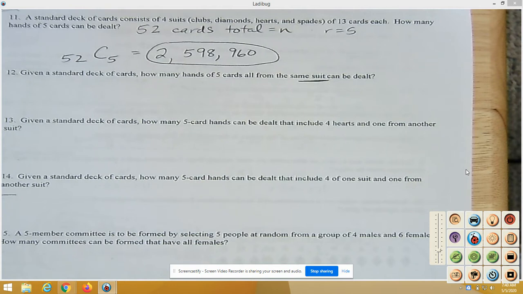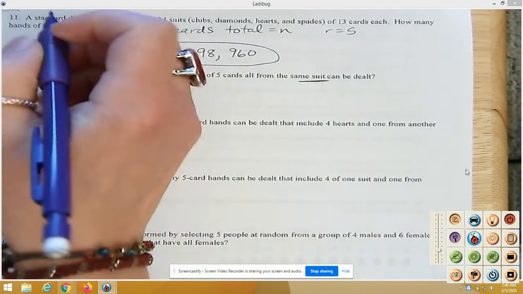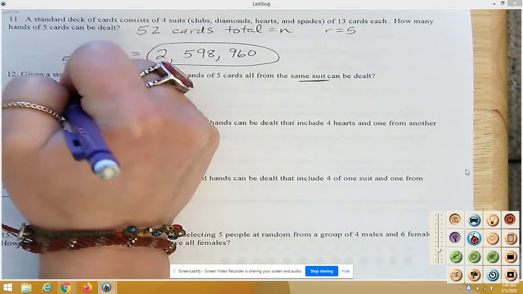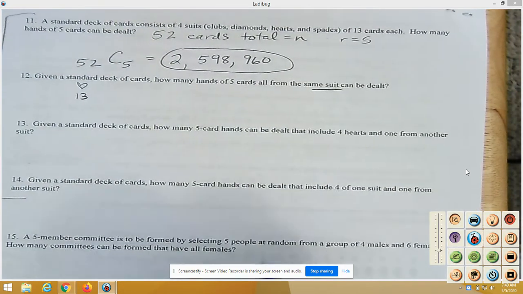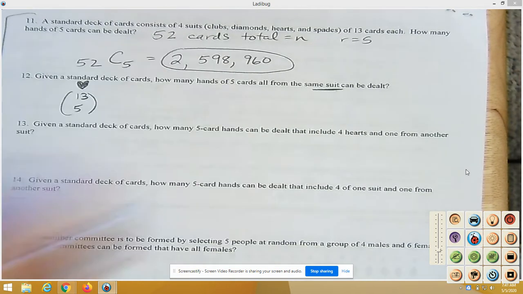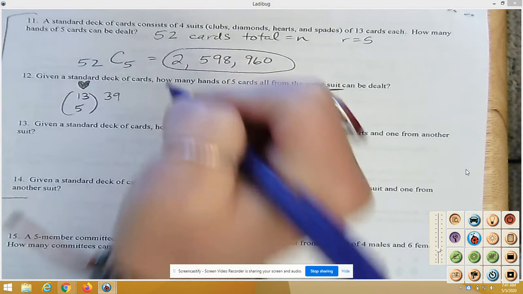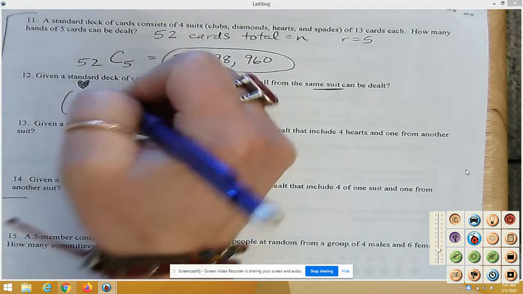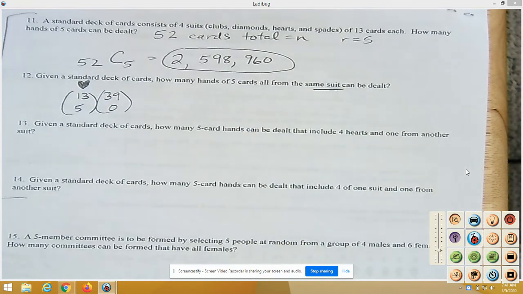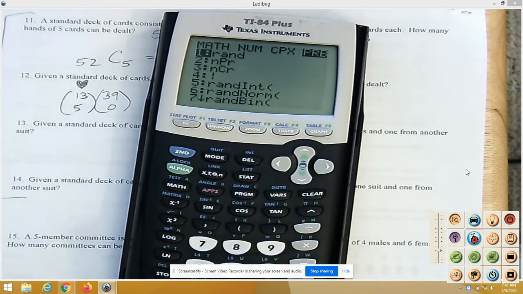All right, so each suit, remember, had 13 cards. Let's pretend we were looking at hearts first. If we were doing hearts, you would have 13 total cards, and out of those 13, you'd be selecting 5. It's a red heart, not a black heart, just so you know. And then there are 39 cards that are not hearts. Out of those 39, you want none of them. Go ahead and do 39 choose 0.